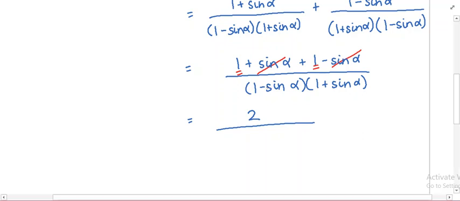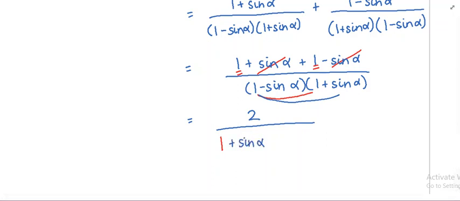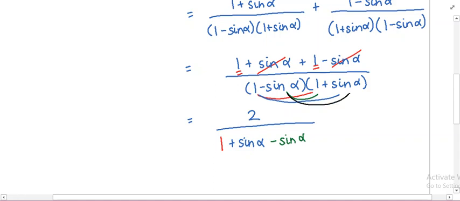So if we FOIL, we're going to multiply the first terms together. 1 times 1 is 1. And then we're going to do the outer terms. 1 times positive sine alpha is going to be plus sine alpha. And then we're going to multiply the inner terms. So negative sine alpha times 1 is going to be minus sine alpha. And then we need to multiply the last terms together. So negative sine alpha times positive sine alpha is going to be negative sine squared alpha.